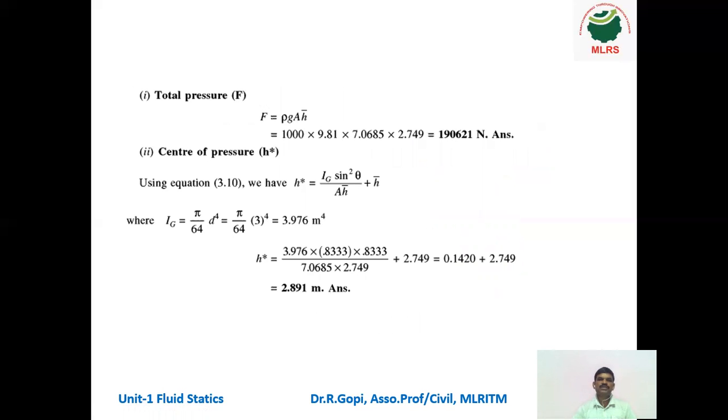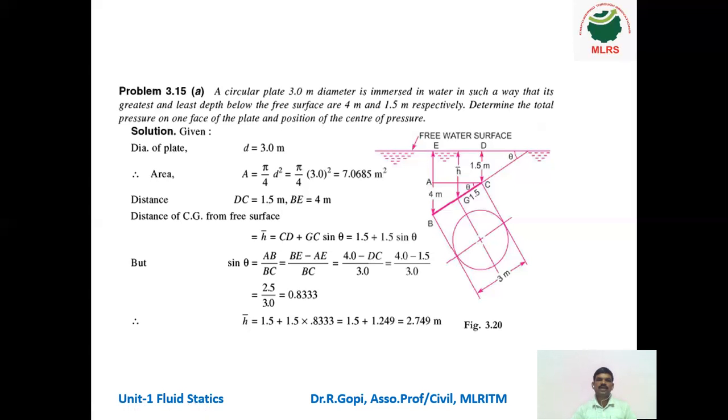So the A value, it is a circular section. What is the A value formula? Area formula is pi by 4 into D square. So here D is 3 meter. So pi by 4 into 3 square, how much? It is 7.0685. Okay. So now substitute all the values here.